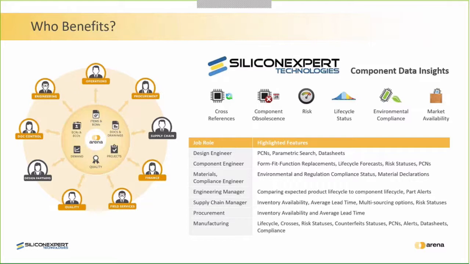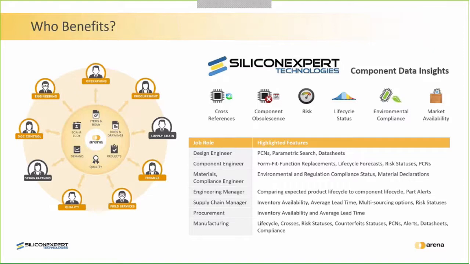On the front end of a design, it's the design engineer that requires parametric search capabilities, data sheets, and easy access to PCNs. As a product moves from design to manufacturing and production, it's the manufacturing and component engineering teams that require lifecycle status, counterfeit reporting, form, fit, and functional replacements for components that have gone or are about to go obsolete.